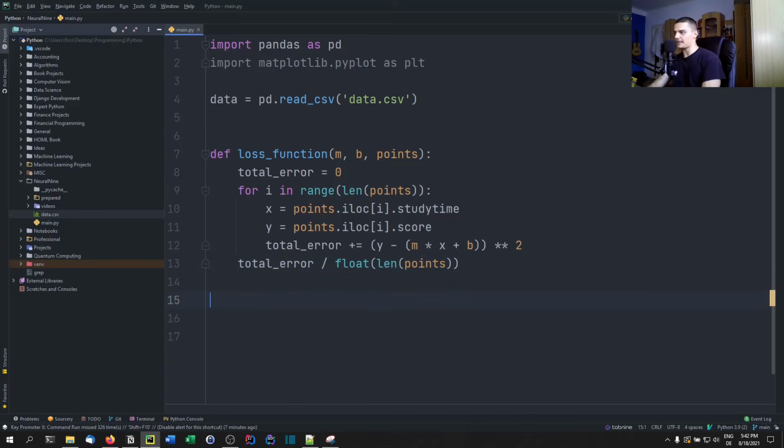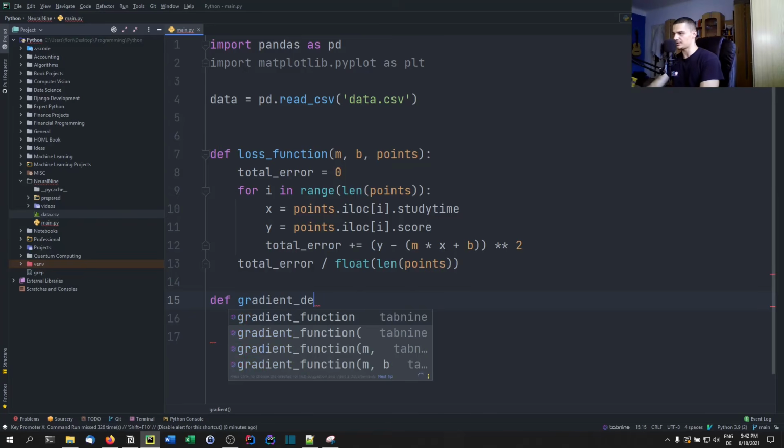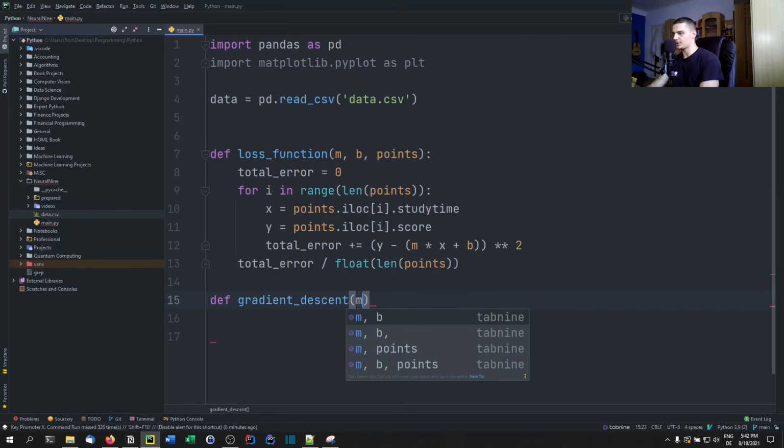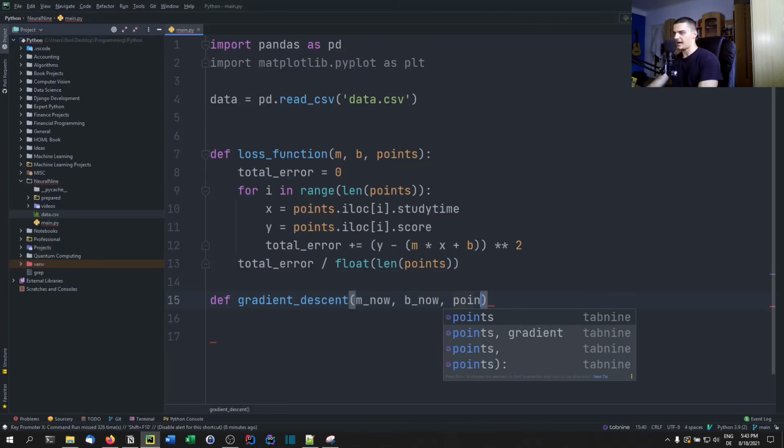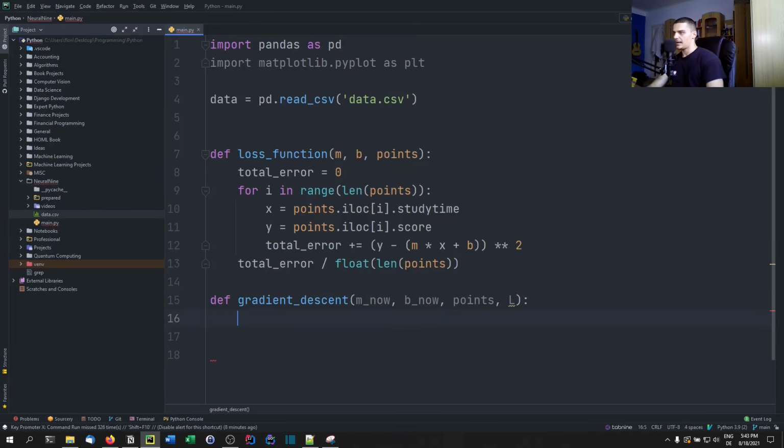So let's go ahead and implement the gradient descent. We're going to call this function gradient_descent. We're going to pass here m_now, b_now, the current values here. We're going to pass the points, and we want to pass a learning rate, L. And what we're going to do now is we're basically going to just start with a gradient for m of 0 and for b as well.